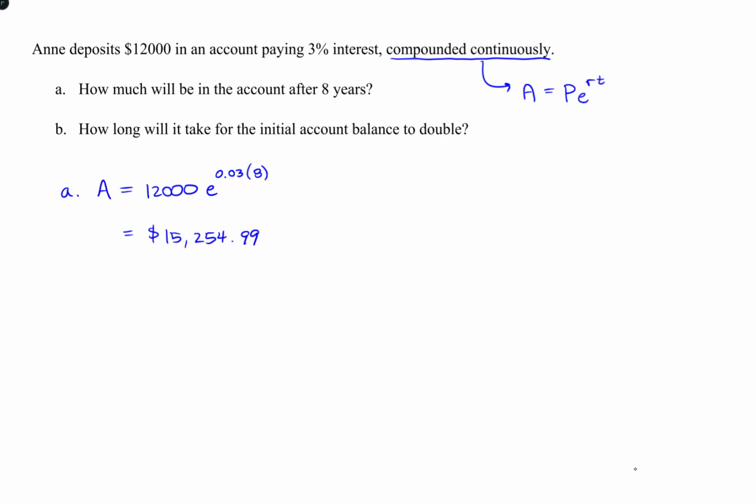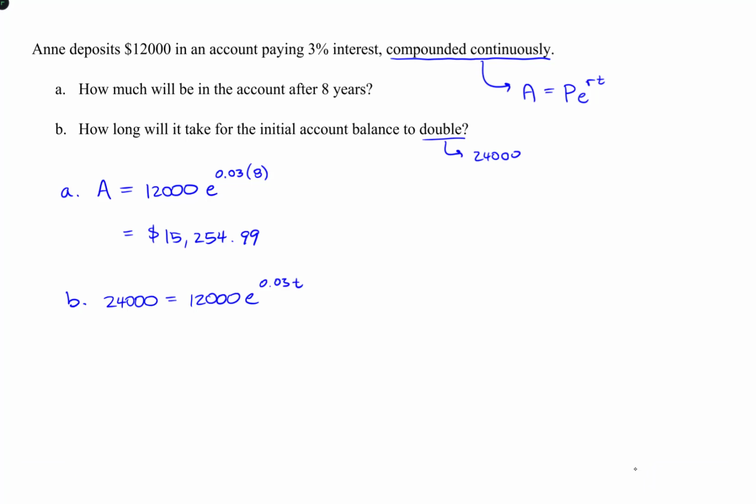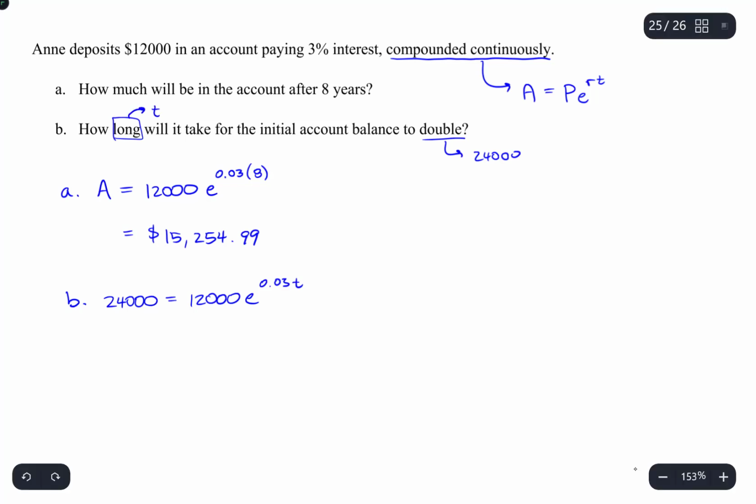All right, part B, how long will it take for the initial account balance to double? Well, the initial account balance is 12,000, and it will double when it reaches 24,000. So the future value is going to be 24,000. Then the present value is 12,000. Then e to the interest rate of 0.03, but now t we'll leave alone because we actually want to find how much time is going to pass. So that's why it's saying how long will this take. So we're solving for t.